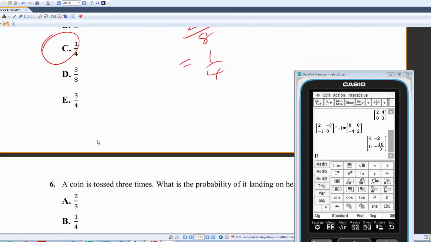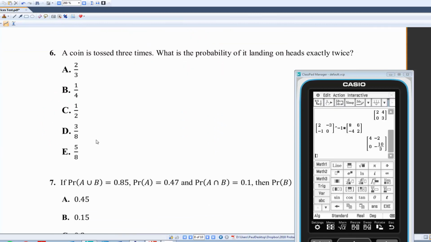There it is. Alright, a coin is tossed 3 times, landing on heads exactly twice. Look, I was surprised that not many of you drew the tree for this one here. It really does need to get done.